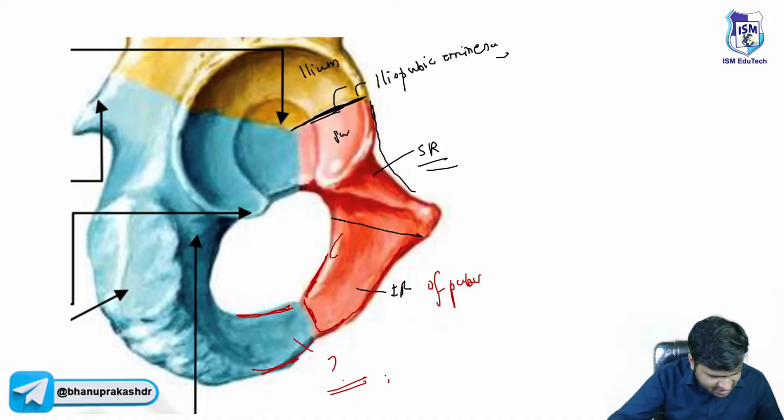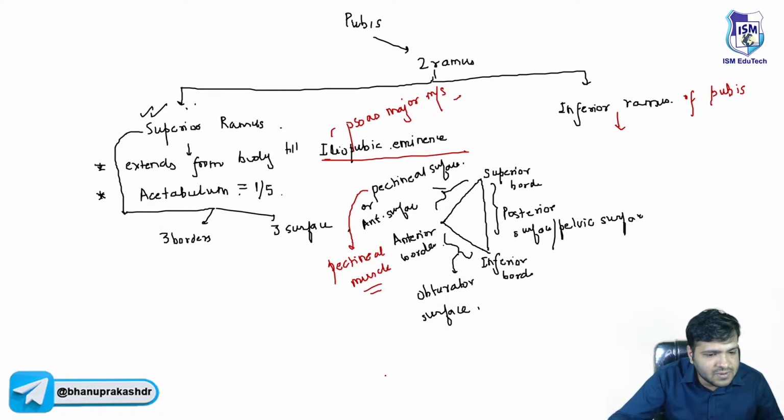You are not giving the answer. Yes, ischium, beta. Jainam, very good. So yes, the inferior ramus of the pubis is in continuation with the inferior ramus of the ischium. Yes, Harsh, Chirag, Kiran, very good. This is the question I was asking.